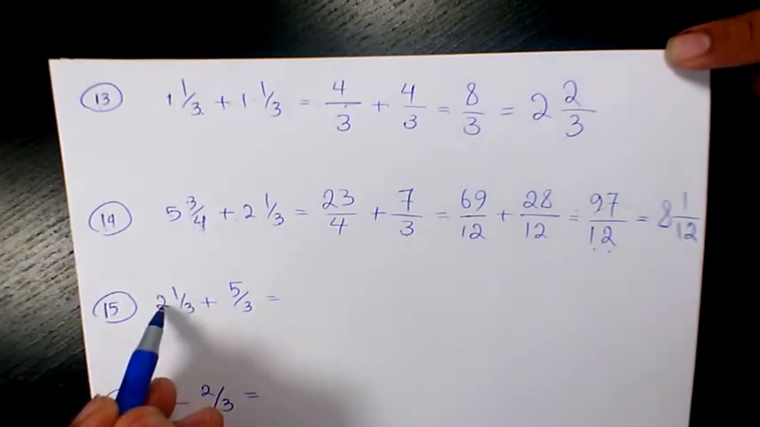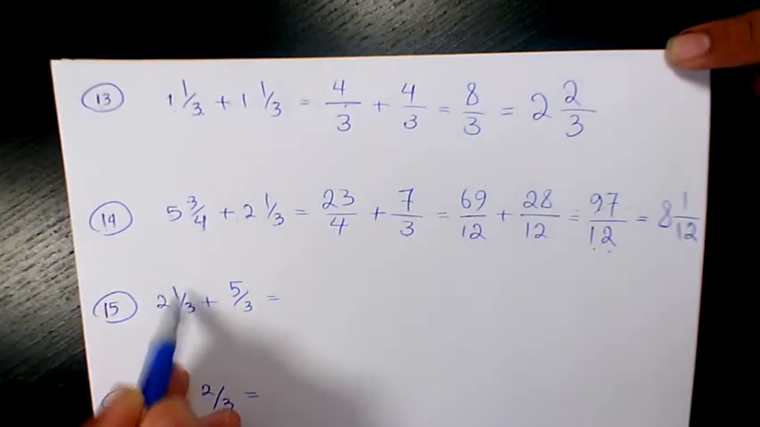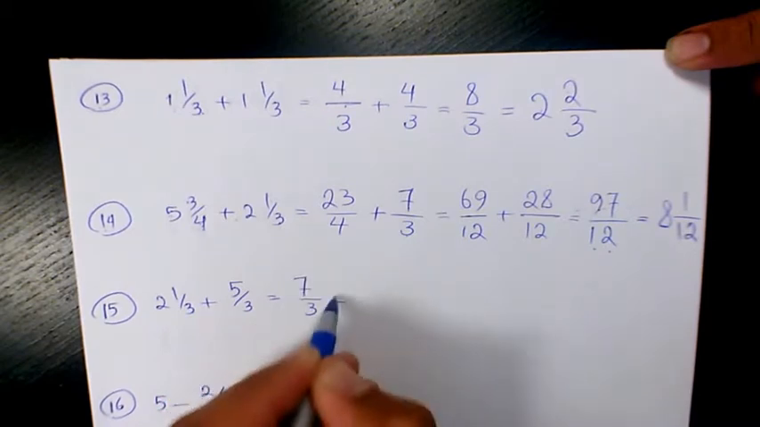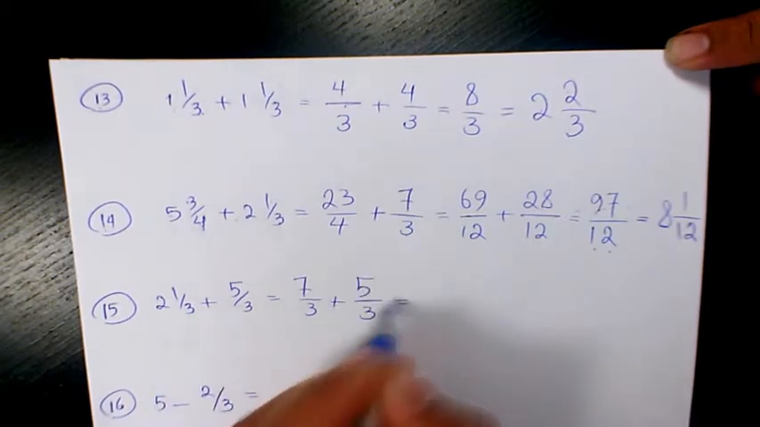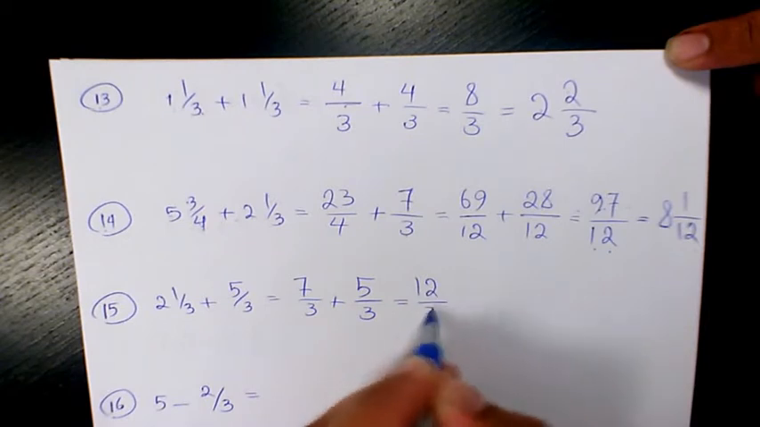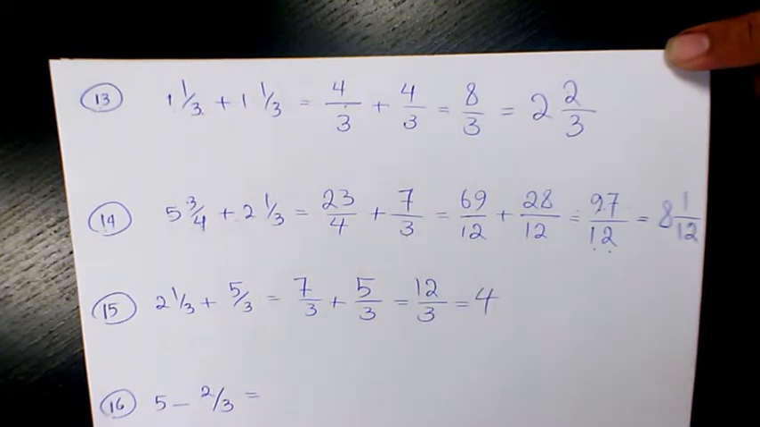2 1/3 is going to be 2 times 3, 6, plus 1, 7. 7 over 3. Plus 5 over 3 is going to be 12 over 3. 12 over 3, when you reduce it, is going to be 4.